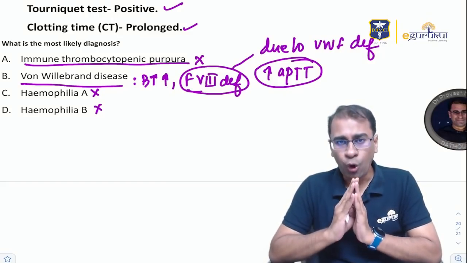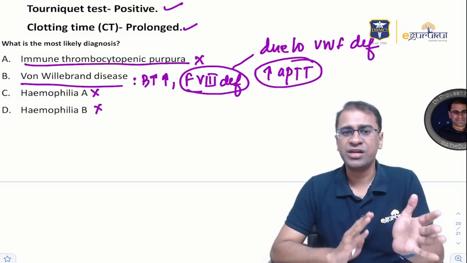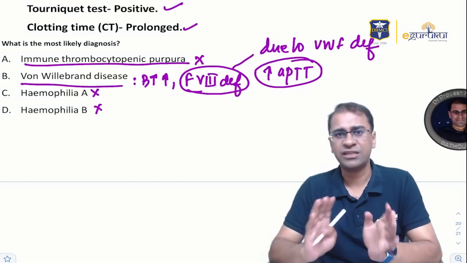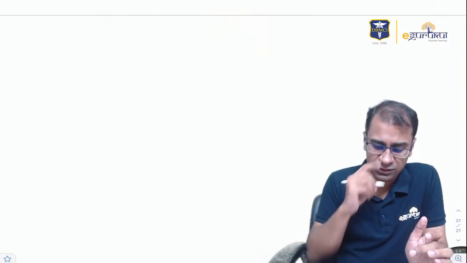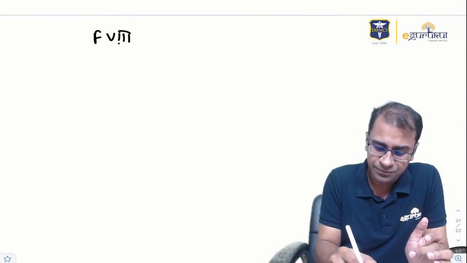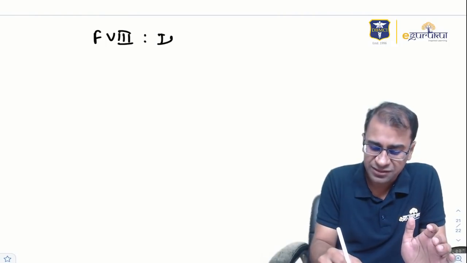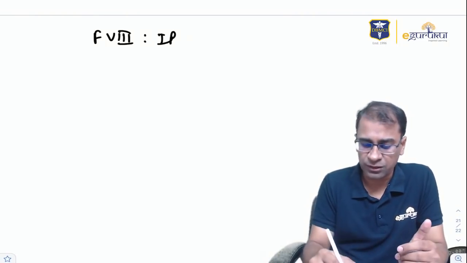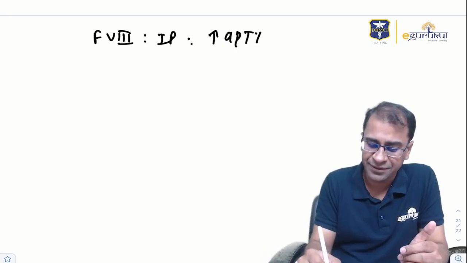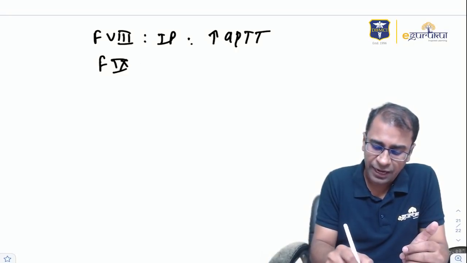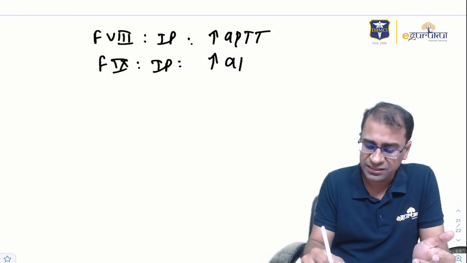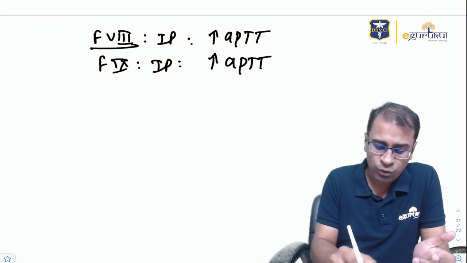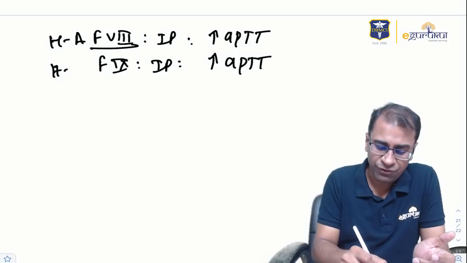Well, also you must remember how to differentiate the factor 8 deficiency along with VWF deficiency. See, what happens often is, if you look at this whole story, factor 8 belongs to the intrinsic pathway. Because it belongs to the intrinsic pathway, what you expect is increase in APTT. Factor 9, which pathway does it belong to? It belongs to the intrinsic pathway. So we'll also have increase in APTT. Well, this is called hemophilia A. It is called hemophilia B.